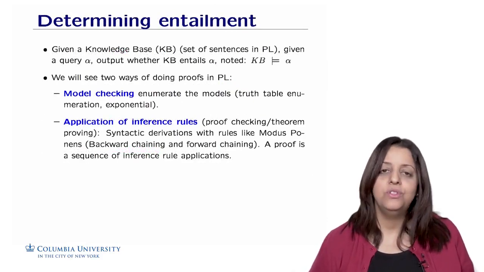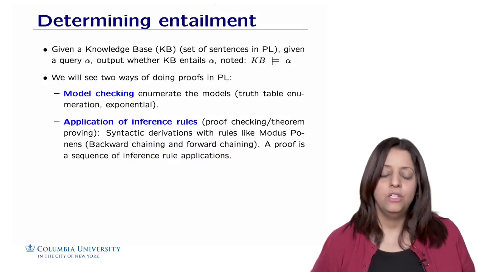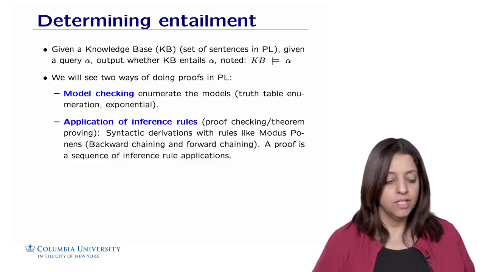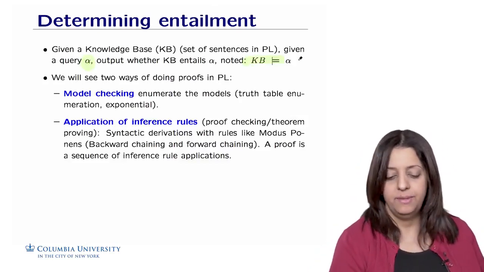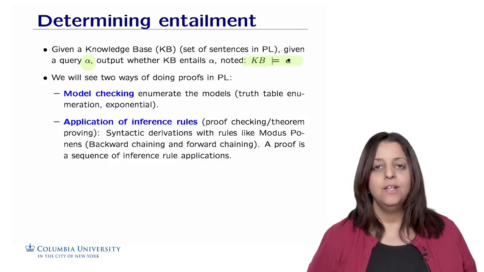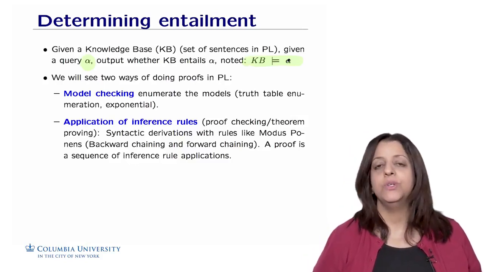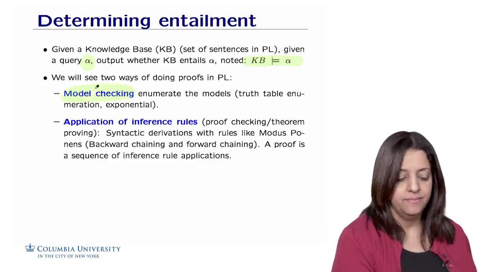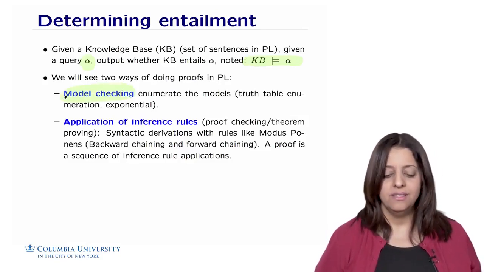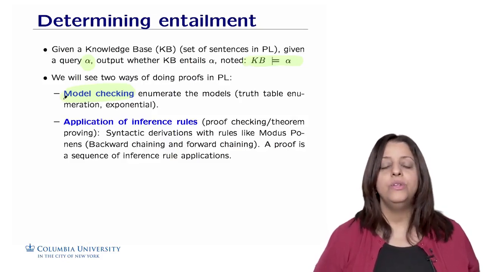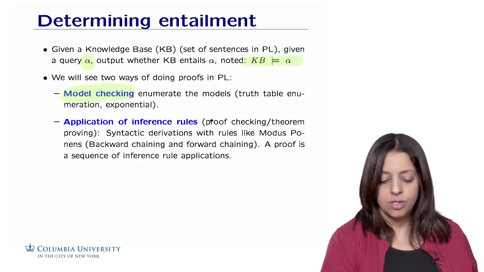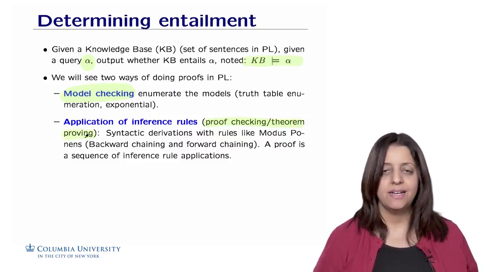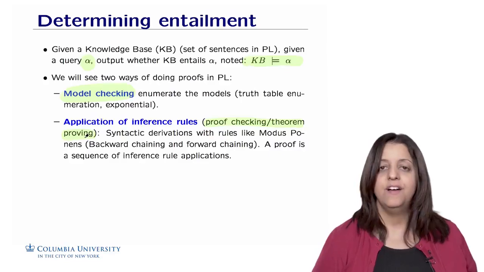Now let's go back to how to determine entailments. Given a knowledge base expressed as a set of sentences in propositional logic, and given a query alpha, we want to know whether KB entails alpha. All right? We'll see, as we announced earlier, that we could do that in two ways: either using semantics, through model checking, that is enumerating all the models, truth tables, right? Or using what we call inference rules, also called proof checking or theorem proving, in which we use purely the syntax to see whether we could infer alpha from the knowledge base.